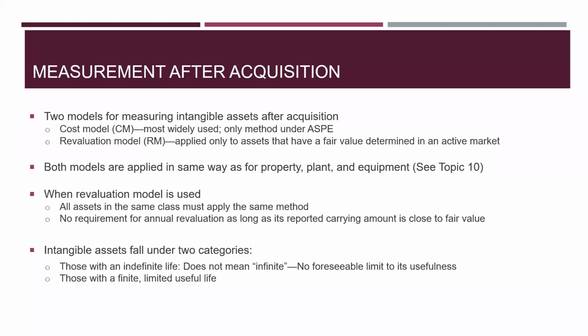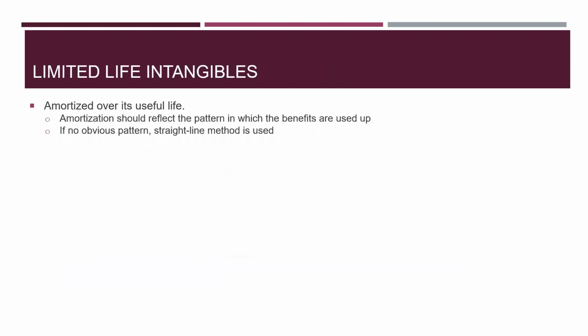Your intangible assets also tend to fall in 2 categories related to their life. So either they might have an indefinite life, which does not mean infinite. It just means that we are not able to determine the life of that asset. Alternatively, you could have intangible assets with a finite or limited life. So how do we amortize these assets? So the intangible assets with a limited life, as the name suggests, we are going to amortize the cost of those intangible assets over its useful life. If we don't have any obvious pattern of use, then the simplest way to amortize will be your straight line method.